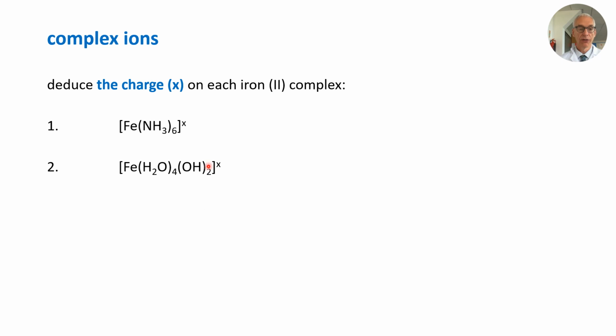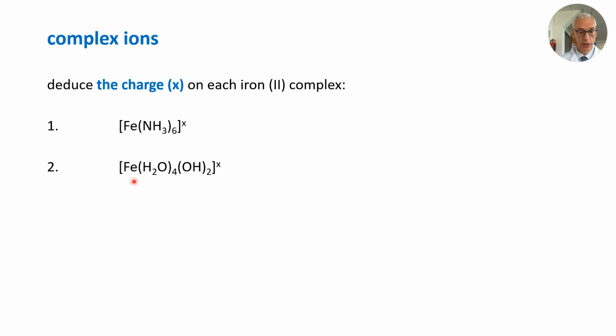So a couple of simple exercises. Deduce the charge X on each of these iron(II) complexes. So we know that in each case it's an Fe2+ ion. Pause. Calculate the overall complex charge. Come back to check your answer.